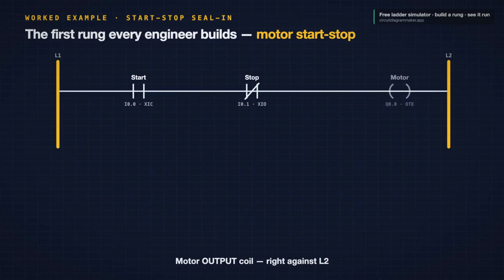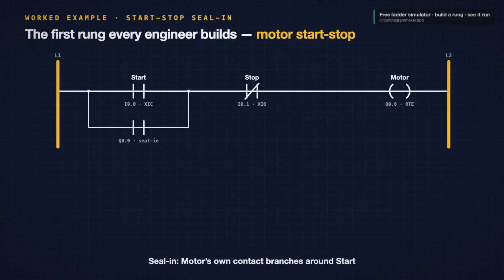The motor runs, but let go of start, and that contact springs open again, so we add the seal-in. Below the start contact, we branch a second normally open contact, and we drive it from the motor's own output. The moment the motor turns on, that contact closes and forms a parallel path around the start button. Now the rung stays live through the motor's own contact. That is the seal-in, or hold-in. It latches the motor on with nothing but a contact and a coil.